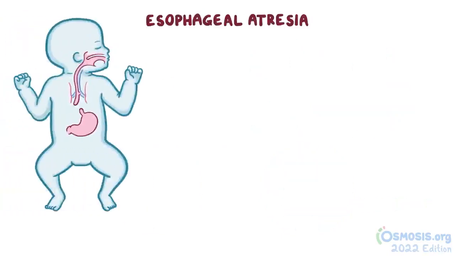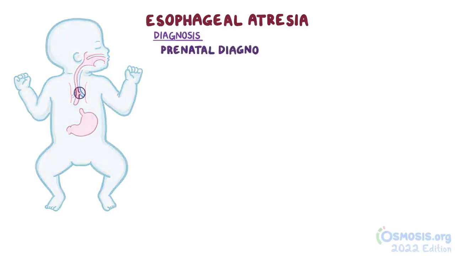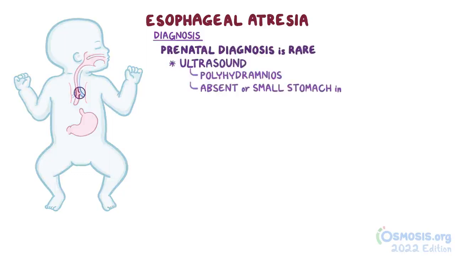Esophageal atresia is a birth defect resulting in an interrupted esophagus. This way, the esophagus has two separate sections, an upper and lower esophagus, that do not connect. One or more fistulas between the esophagus and trachea may also occur. Prenatal diagnosis is rare, but it can be suspected on an ultrasound that detects polyhydramnios and an absent or small stomach in the second or third trimester.